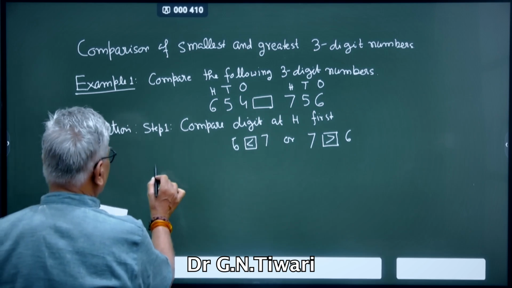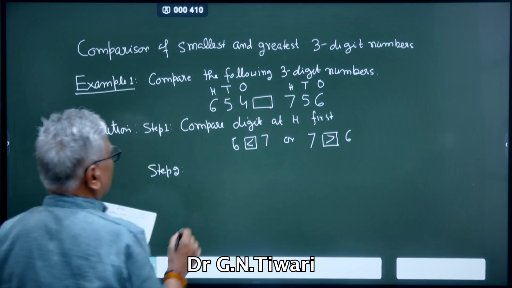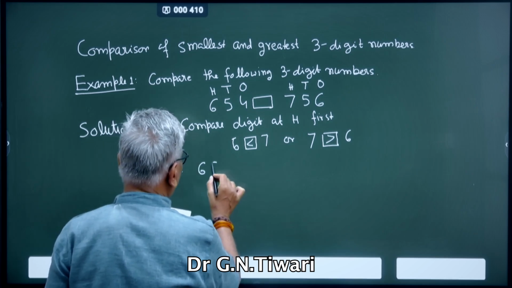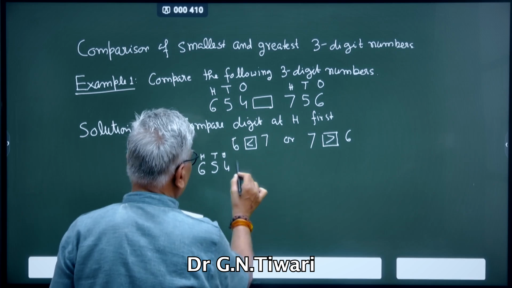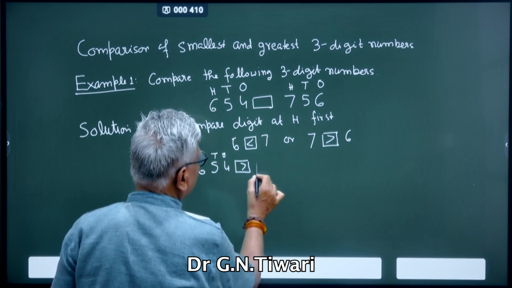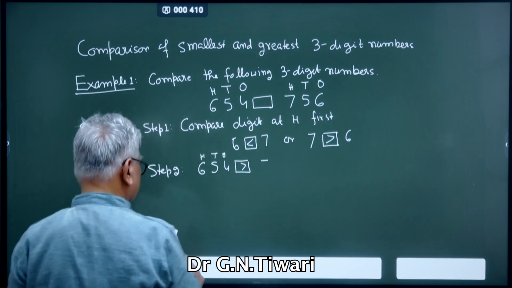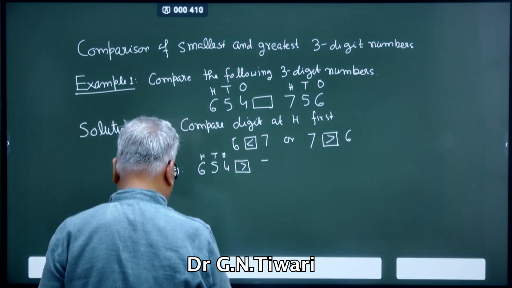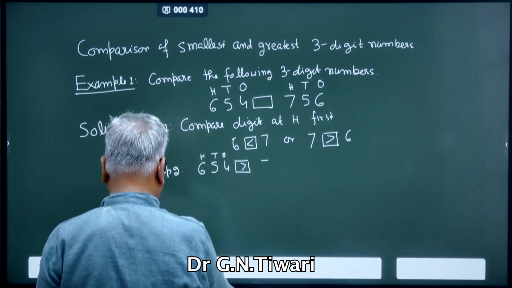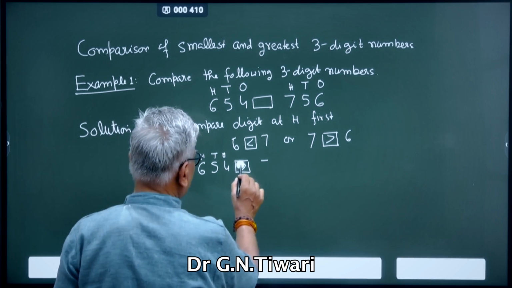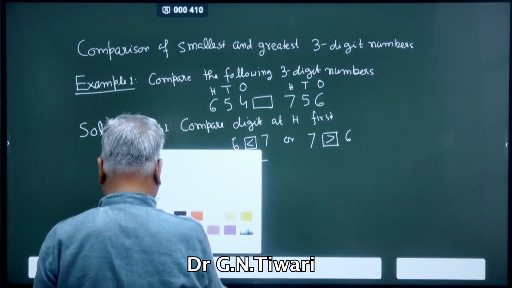So step 2, that 654 OTH is greater than, no, I have made a mistake. Either you can do like this, you delete here and write like this.